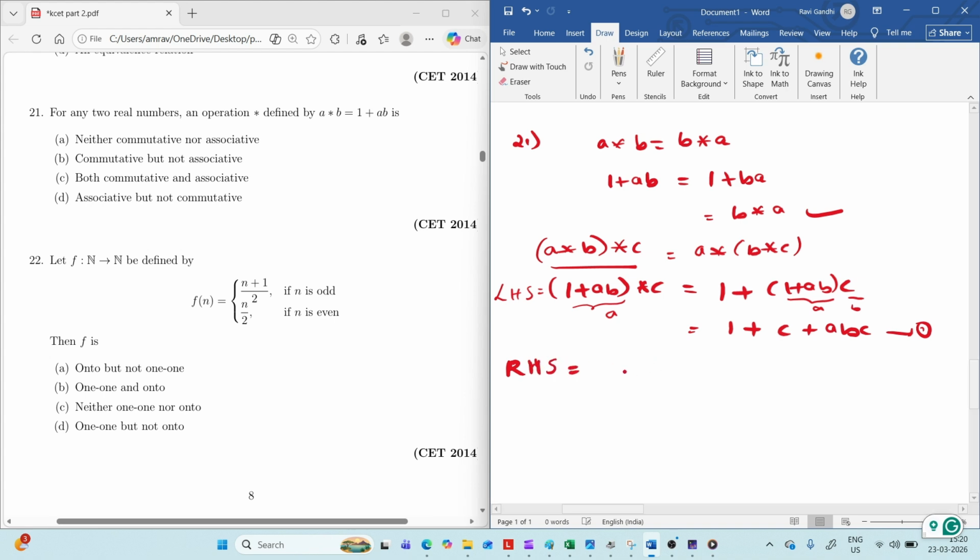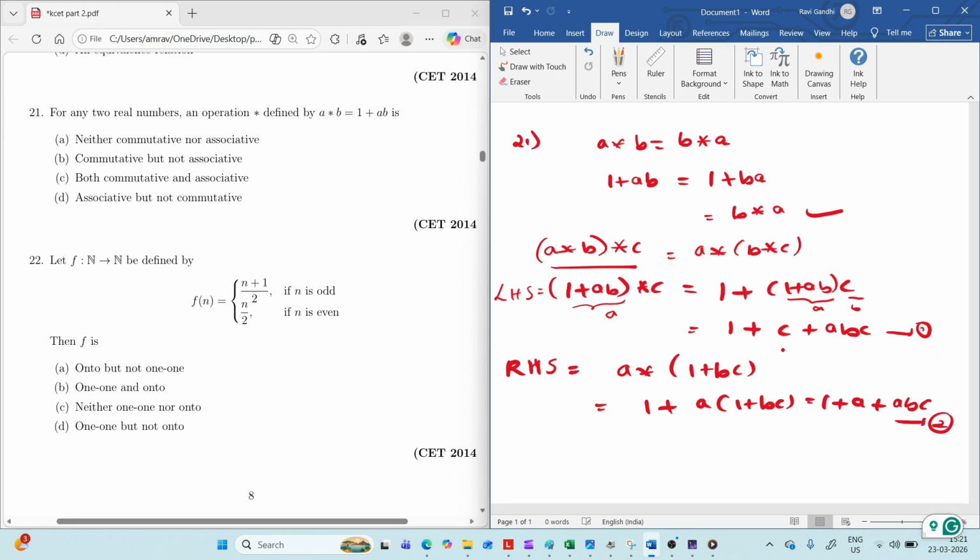This is equal to A star. For B star C, you apply the definition 1 plus BC. So this is equal to 1 plus A into B, A into 1 plus BC. So this is equal to 1 plus, multiply A inside, A plus ABC. So this is equation 2.